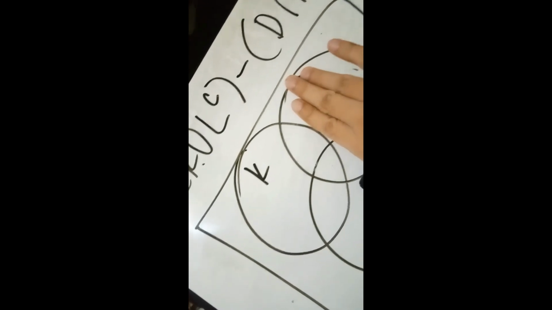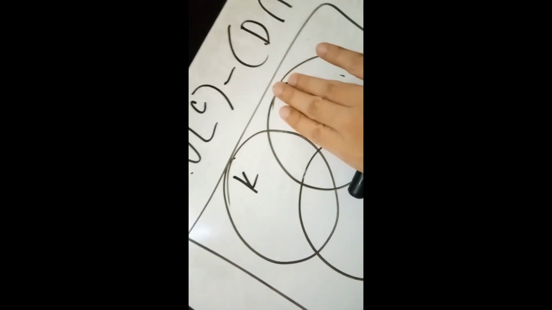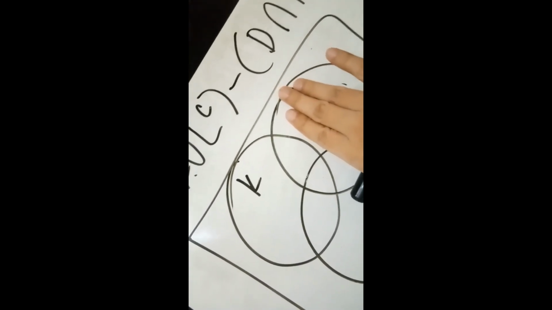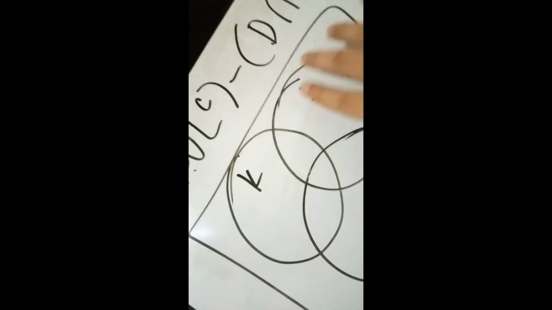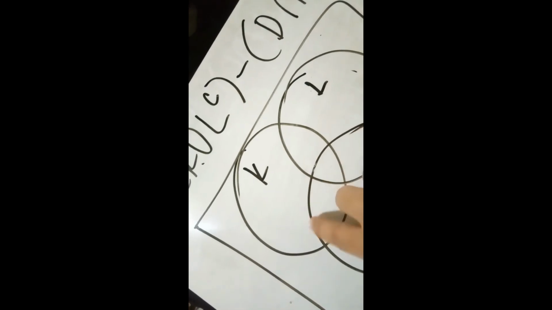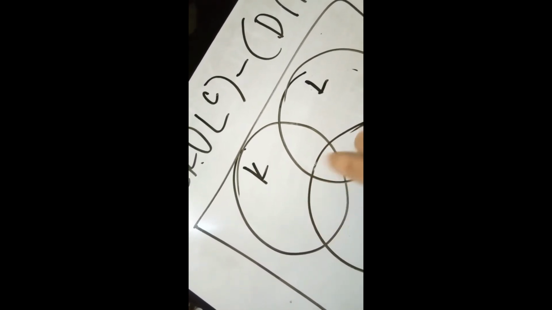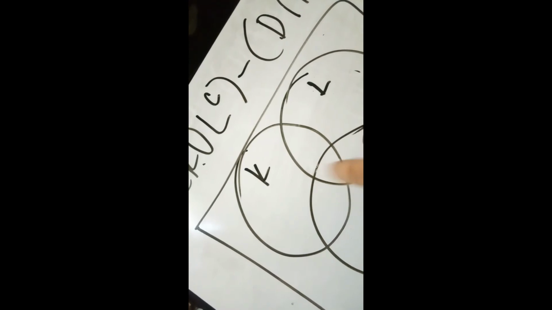Tapos, isusubtract mo siya sa D union K. Asan ba ang D union K? Itong region na to. Pag inalis mo daw to, ano yung maiiwan? Okay? So, ang maiiwan, except ito.